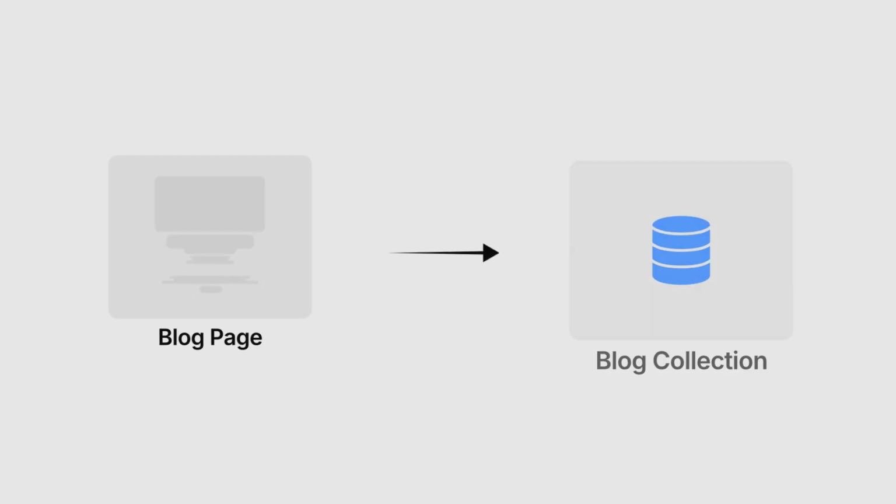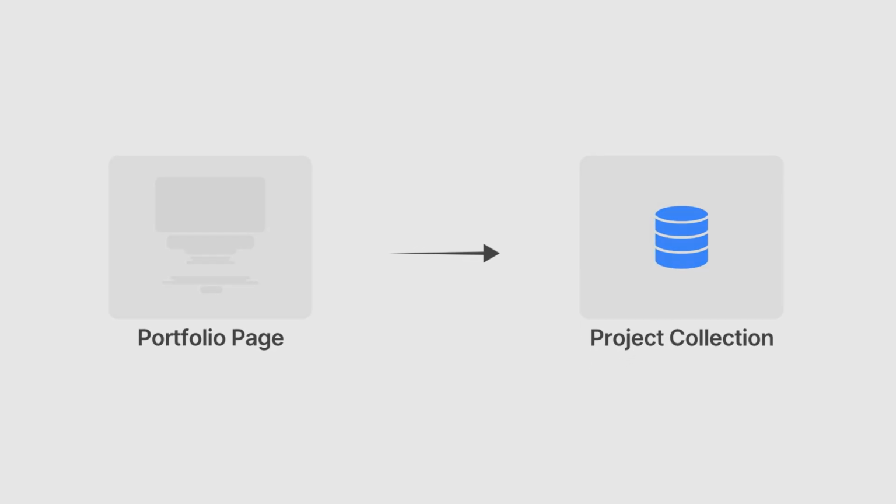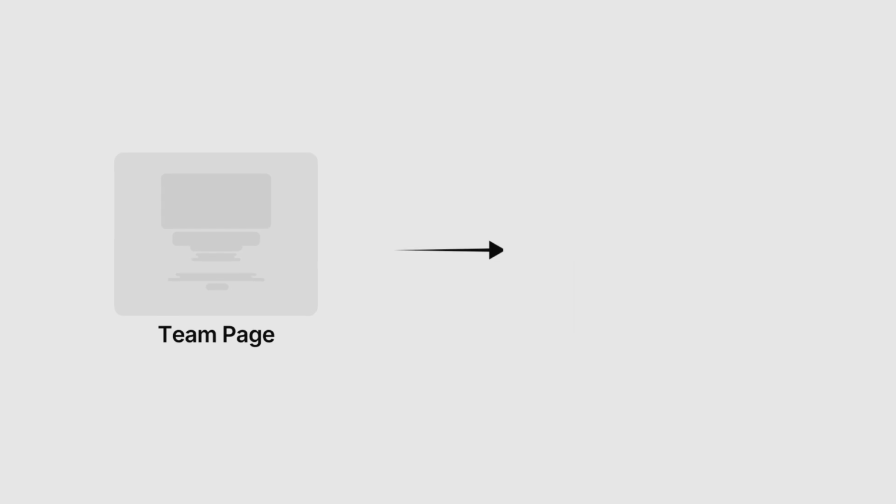Your content stops living stuck inside one single page, and instead it lives in a folder. Framer calls that a collection. So a blog becomes a blog collection, a portfolio becomes a portfolio or project collection, a team page becomes a team collection. And inside that collection, it behaves like a spreadsheet. Every row is an item, and one blog post is one item, one project is one item. That's the whole foundation. Everything from here builds directly off this.